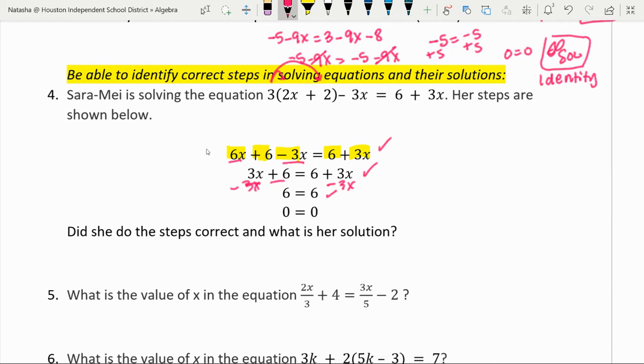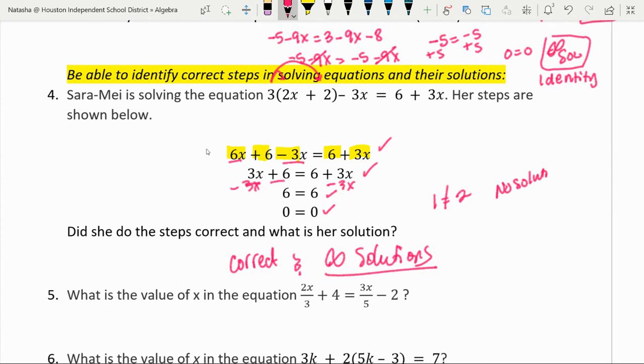So that is correct. And if you subtract 6 from both sides, that would give you 0 is equal to 0. So her steps are correct, and she has infinite solutions. Now understand that if we were to solve an equation like this and we got 1 is equal to 2, that's not true, then she would have no solutions. So make sure that you're paying attention to that concept. Okay?